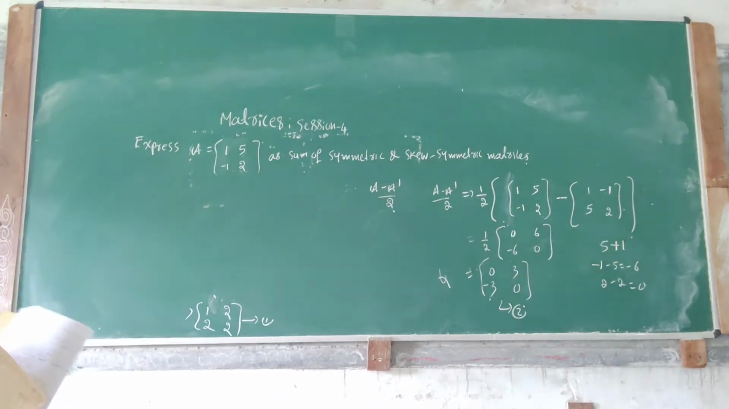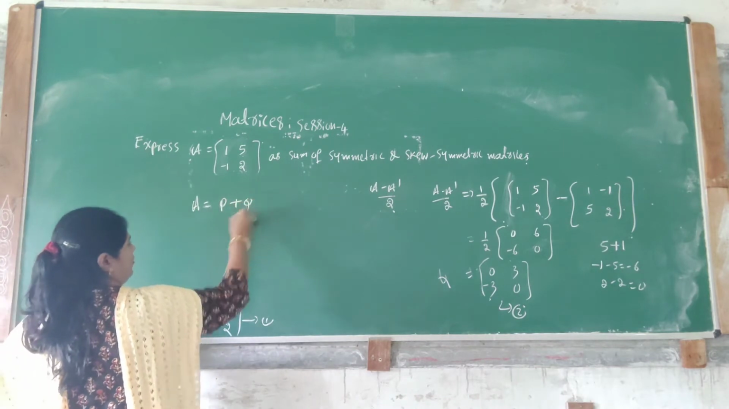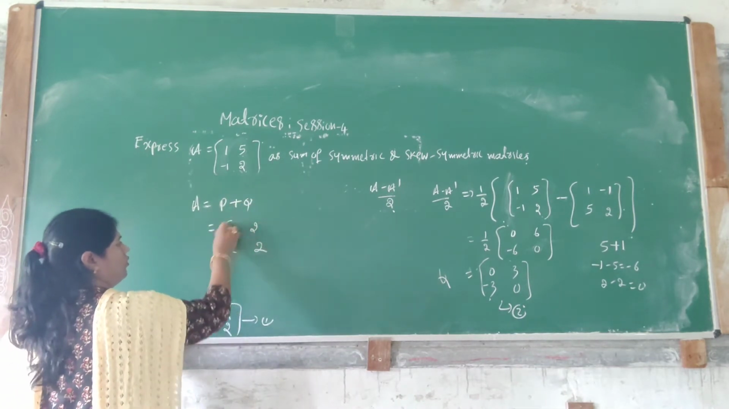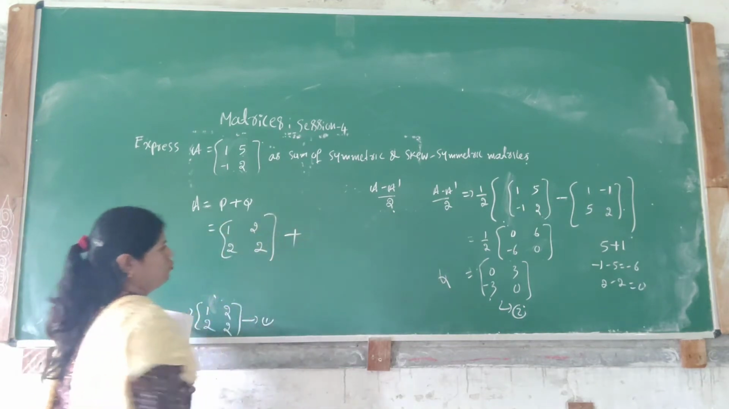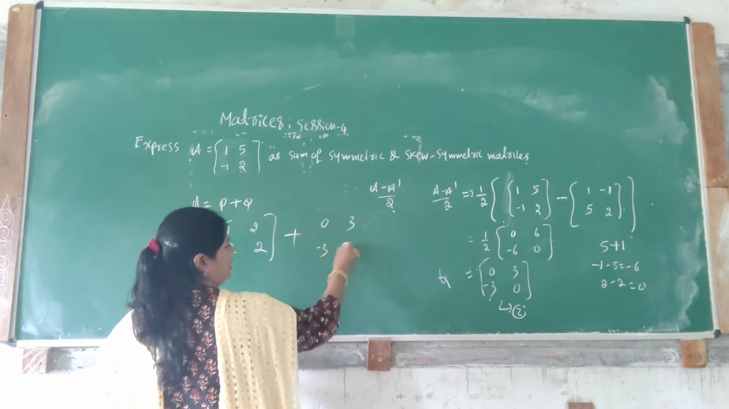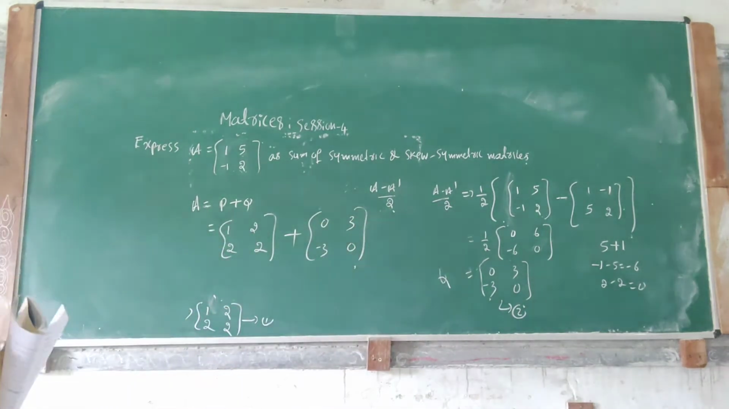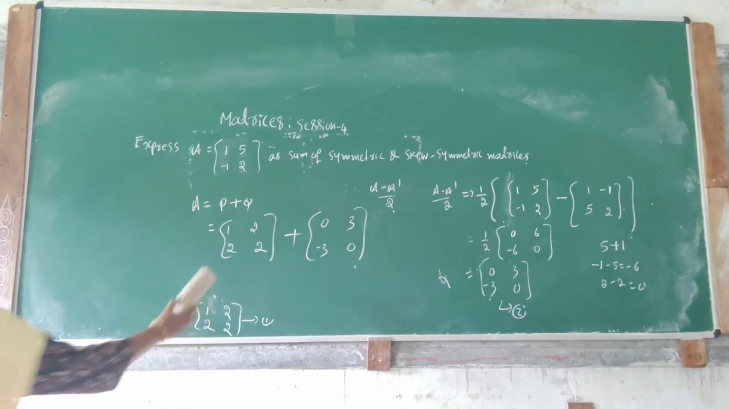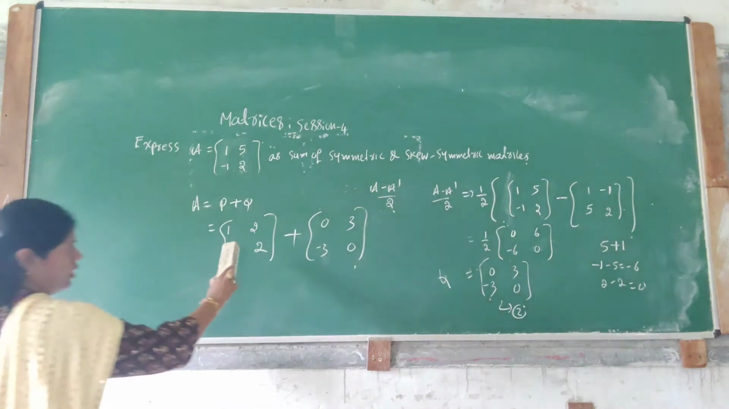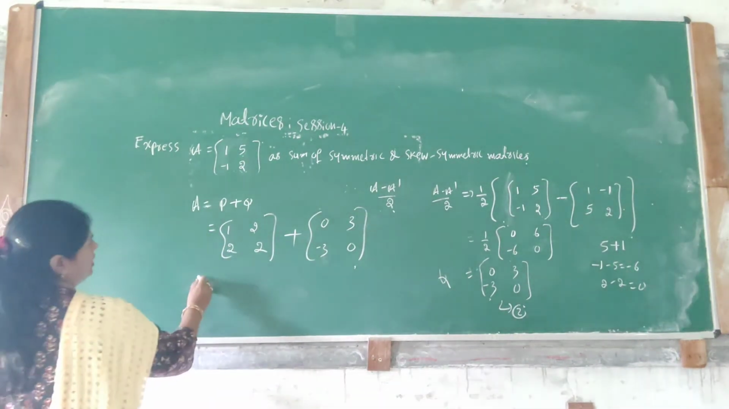What is the formula? A is equal to P plus Q. What is P? [1, 2; 2, 2]. What is Q? [0, 3; minus 3, 0]. We have to express the matrix as symmetric plus skew symmetric. This one is the symmetric matrix and this one is the skew symmetric. The sum of a symmetric and a skew symmetric matrix is the given matrix.